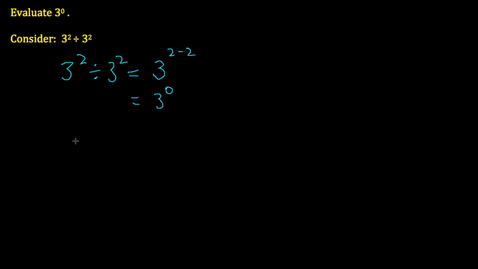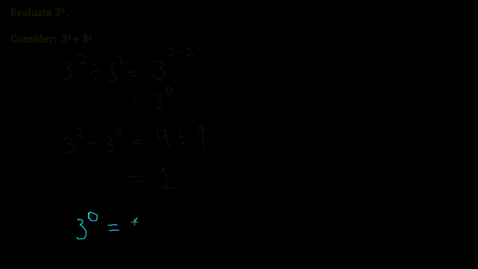Now, I want to look at the other side of this, which is, what is 3 to the exponent 2? Well, 3 to the exponent 2 divided by 3 to the exponent 2 would be 9 divided by 9. And so that works out to 1. And so we come to this conclusion, that 3 to the exponent 0 has a value of 1.